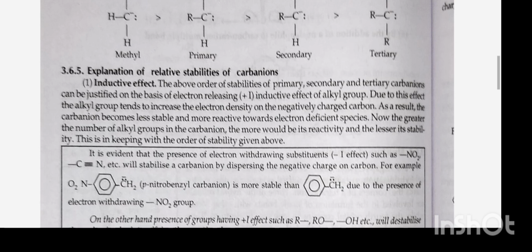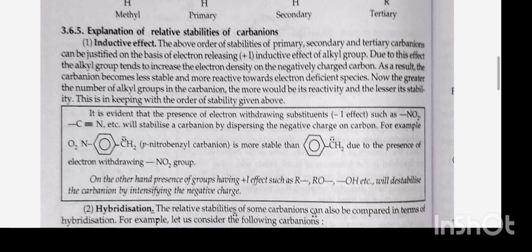Explanation of relative stability of carbanions. Inductive effect. The above order of stability of primary, secondary, tertiary carbanions can be justified on the basis of the electron releasing plus I inductive effect of alkyl groups. Due to this effect, the alkyl group tends to increase the electron density on the negatively charged carbon. As a result, the carbanion becomes less stable and more reactive toward electron deficient species. Now, the greater the number of alkyl groups in the carbanion, the more reactive and less stabilized it would be. This is in keeping with the order of stability given above.